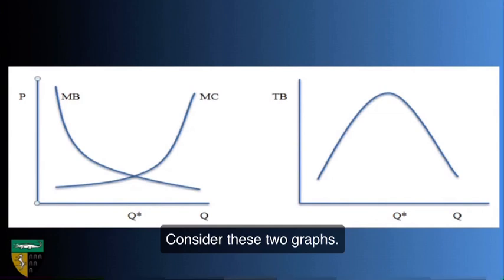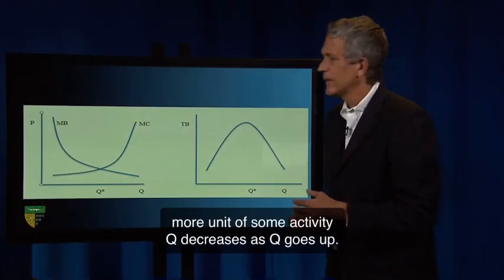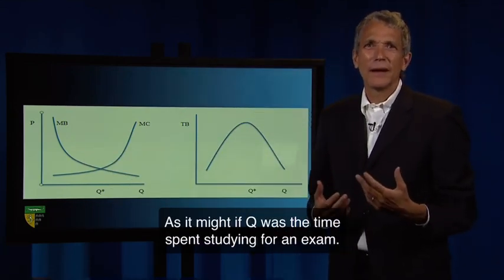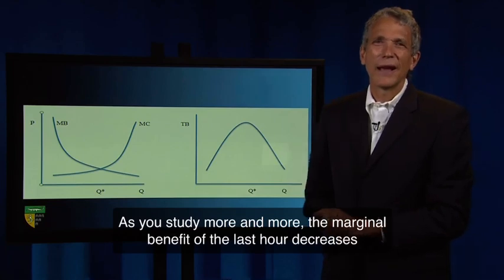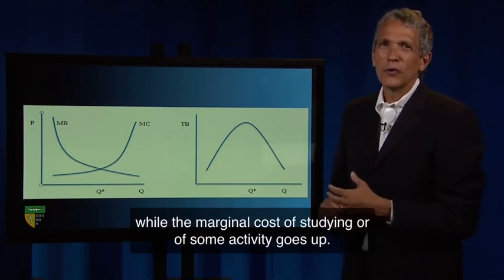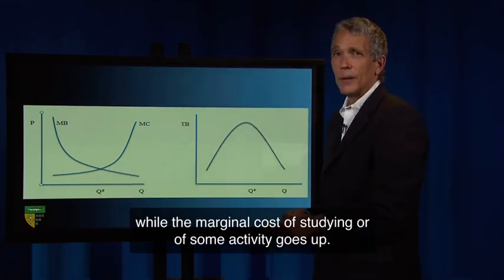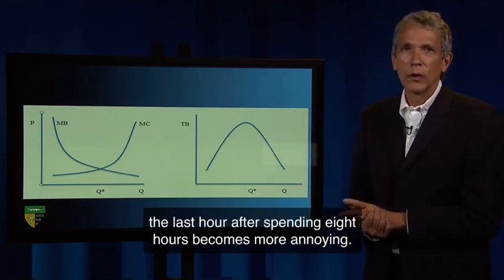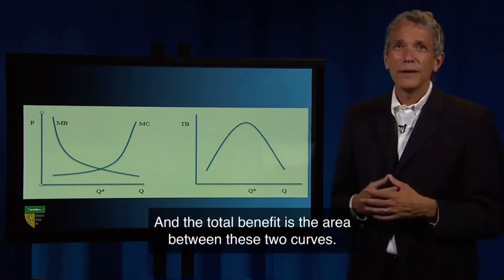Consider these two graphs. In the left-hand graph, marginal benefit, MB, of one more unit of some activity Q decreases as Q goes up, as it might if Q was the time spent studying for an exam. As you study more and more, the marginal benefit of the last hour decreases, while the marginal cost of studying, or of some activity, goes up. It becomes more tiresome. The last hour after spending 8 hours becomes more annoying. And the total benefit is the area between these two curves.